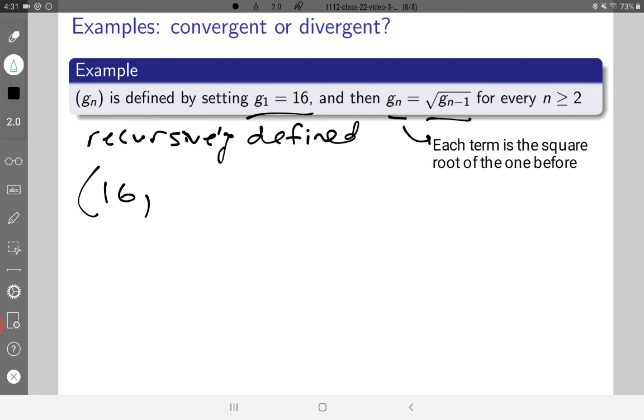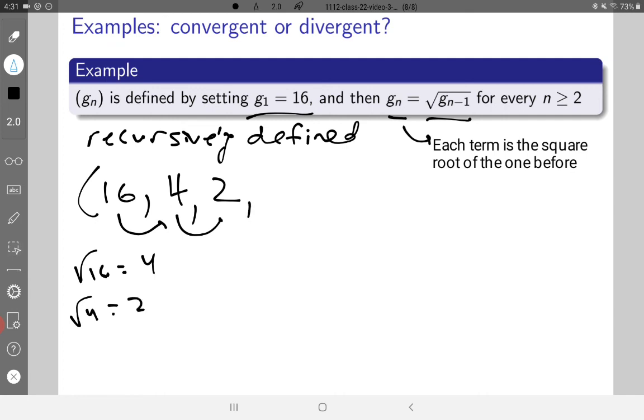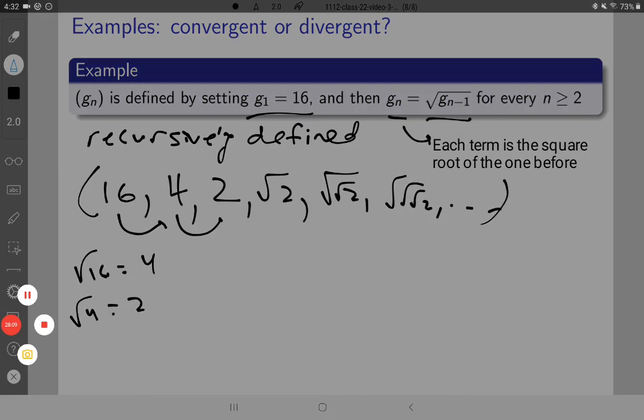So once I know that the first term is 16, the next one is 4. And then the next one is 2, because root 16 is 4. And then root 4 is 2. And then root 2 is, well, that's a number. It's like 1.41 something. And then after that, I'm going to have the square root of the square root of 2. And then, oh boy, this becomes hard to write. I have just a bunch of nested square roots. So the question is, what's happening with that? Maybe we should do some calculations.